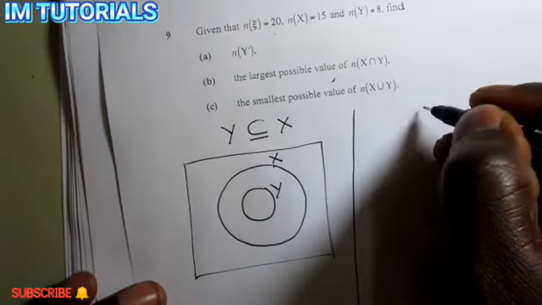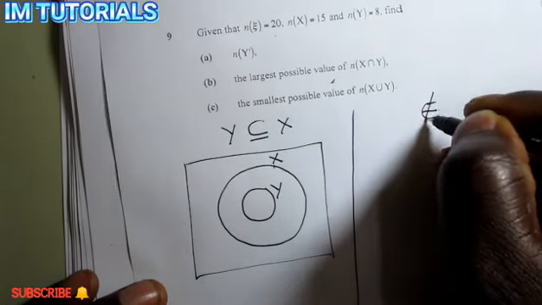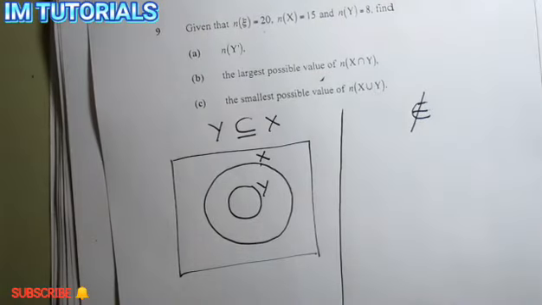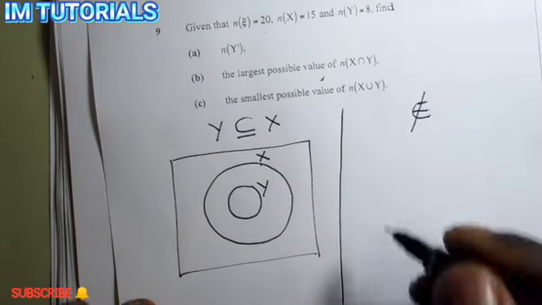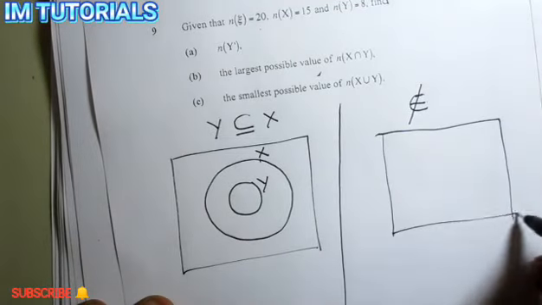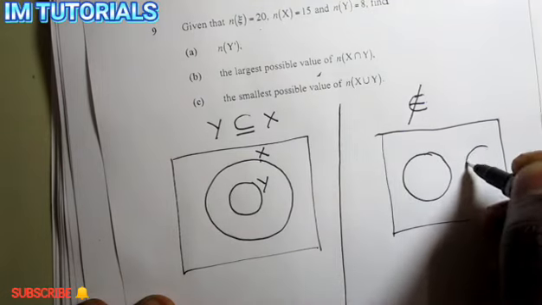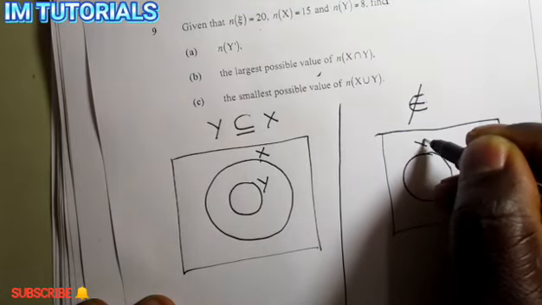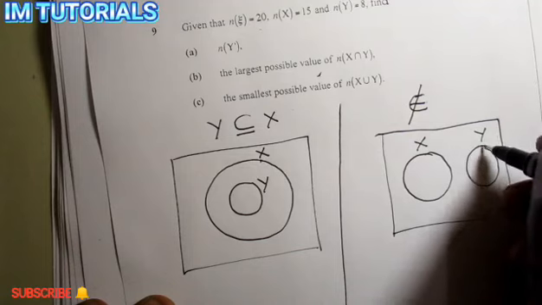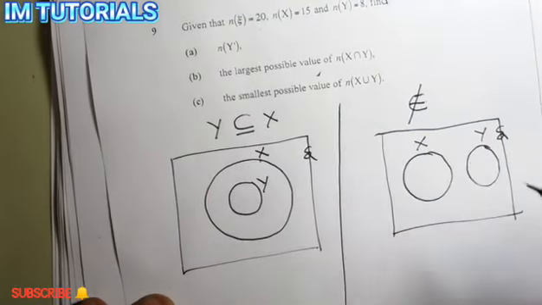Then the second situation is not an element of. If you have the element symbol being cancelled like this, it indicates not an element of. So for not an element of, you write circle x and circle y in such a way that these two circles do not intersect each other. And this is your universal set.